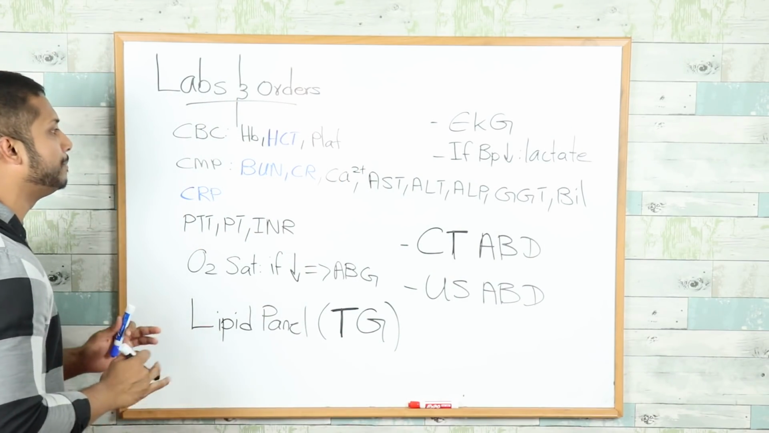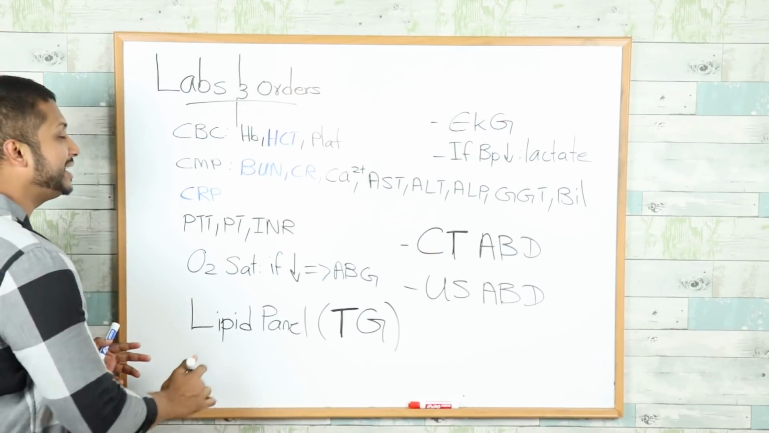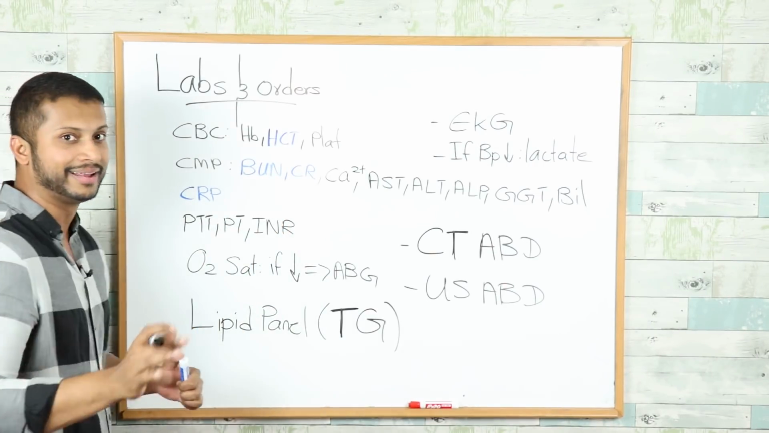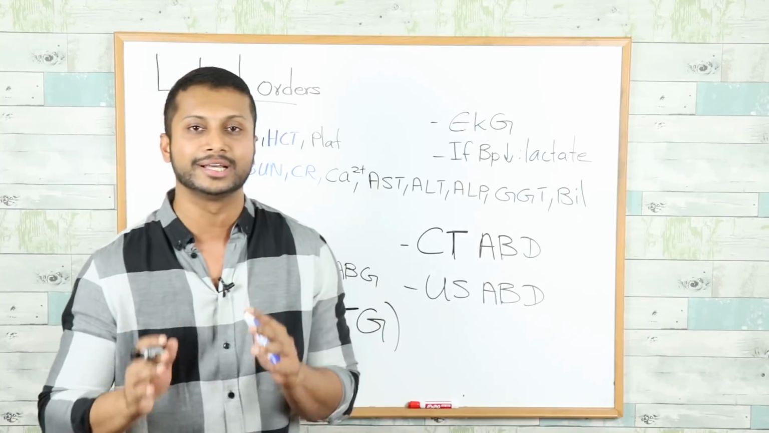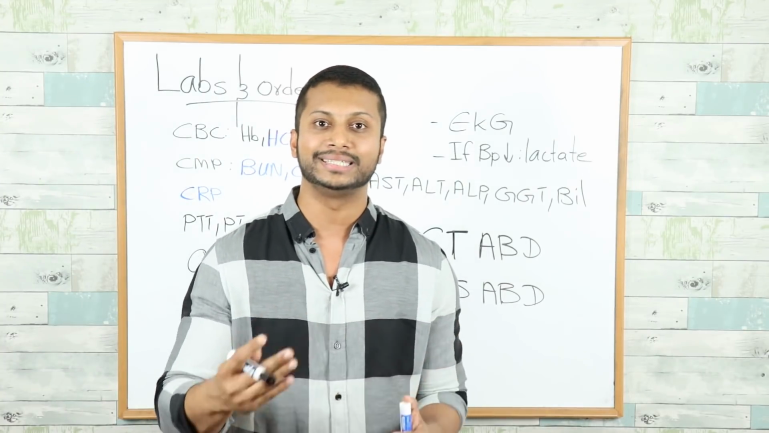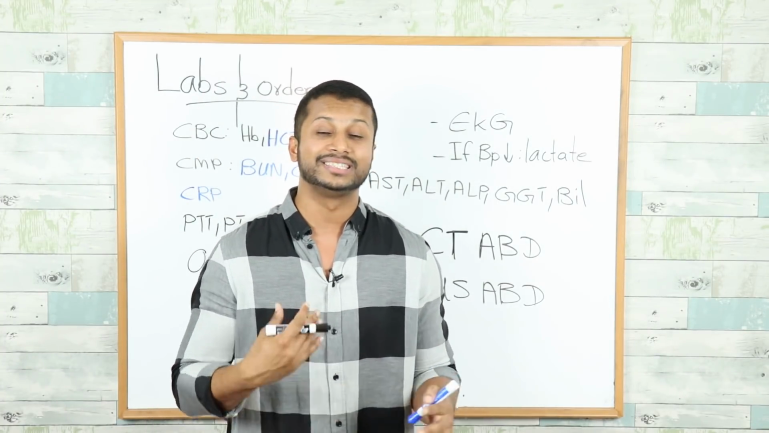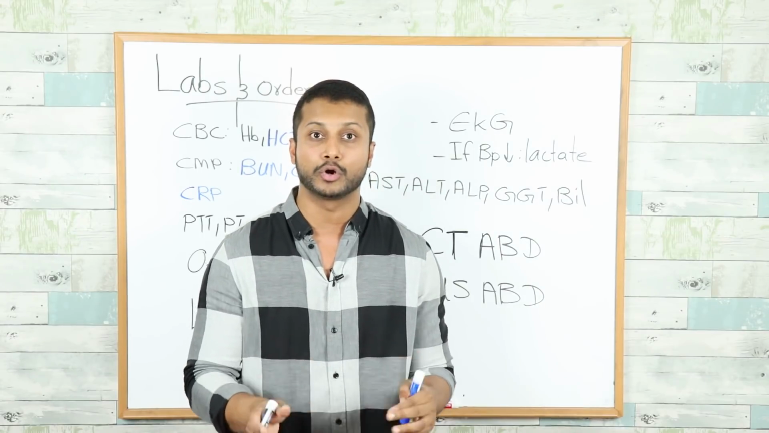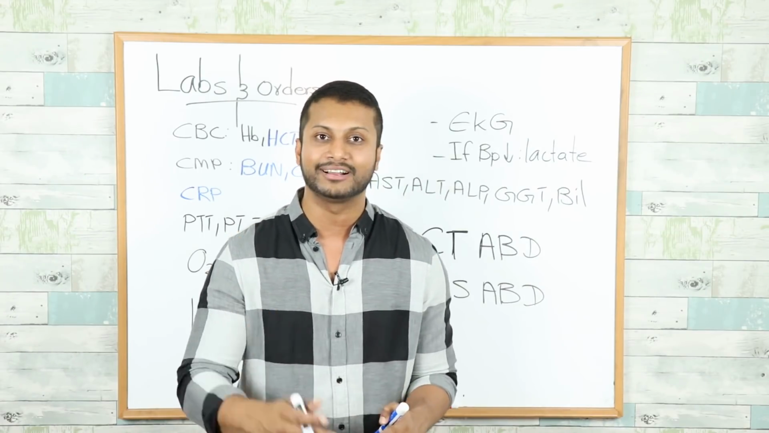Now CMP, complete metabolic panel. As you see again, you see BUN and creatinine. Both of them are in blue. Why? Because they are also going to be able to tell you what the severity is. It's a measure of prognosis. So it's important, BUN and creatinine.